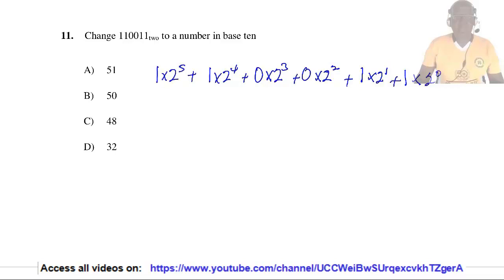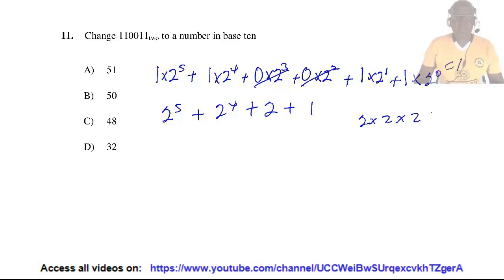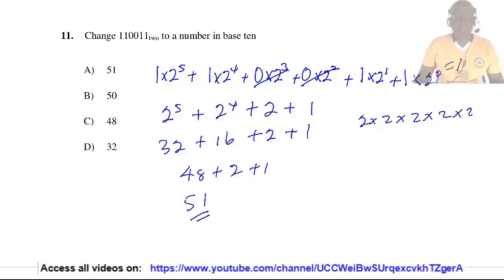This is the same as 2 raised to the power 5 plus 2 raised to the power 4, plus 2 plus 1. 2 raised to the power 0 equals 1. 2 raised to the power 5 is 2 times 2 times 2 times 2 times 2, which equals 32. 2 raised to the power 4 is 16, so 32 plus 16 is 48, plus 2 plus 1, which equals 51. So the answer is A.